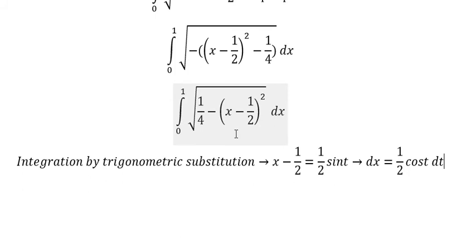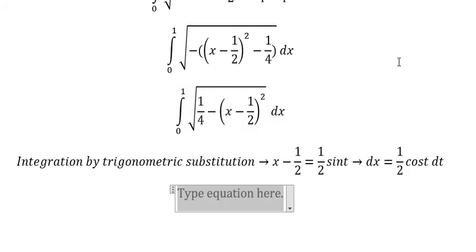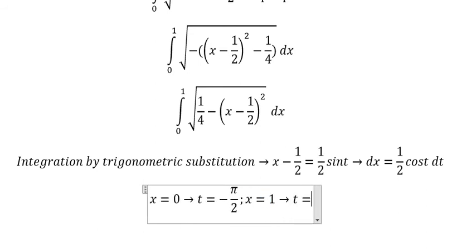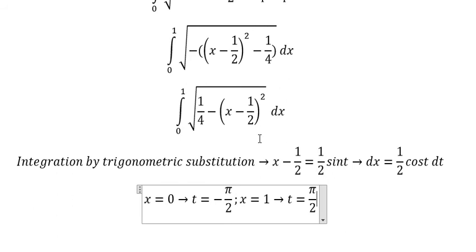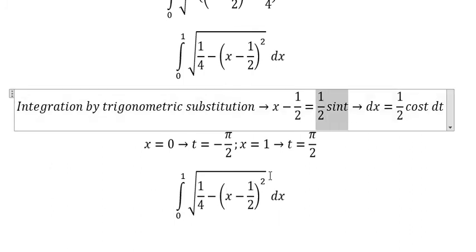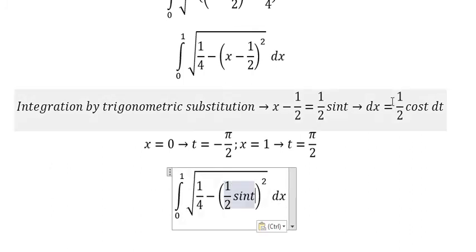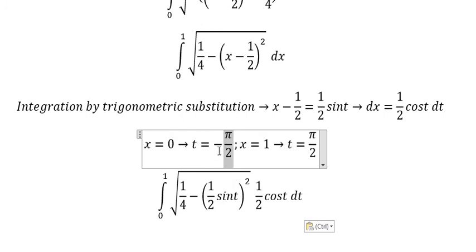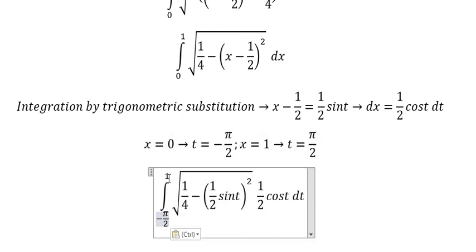Next, we need to change the boundary. If x equal to number 0, so t should be about negative pi over 2. If x equal to number 1, so t should be about pi over 2. So this one, we change for this one. The x, we change for this one. 0, we change for negative pi over 2. And number 1, we change for pi over 2.